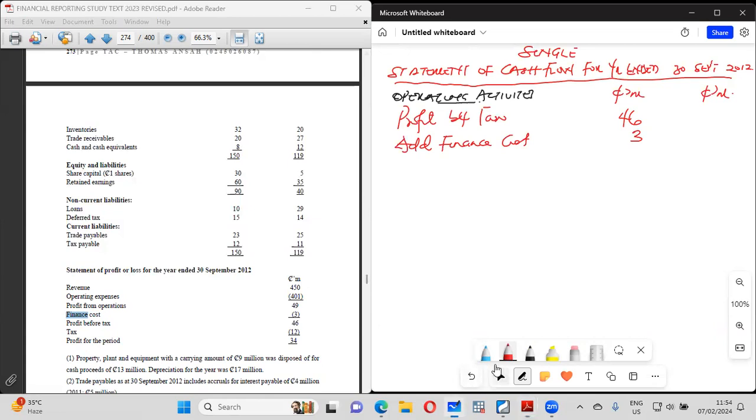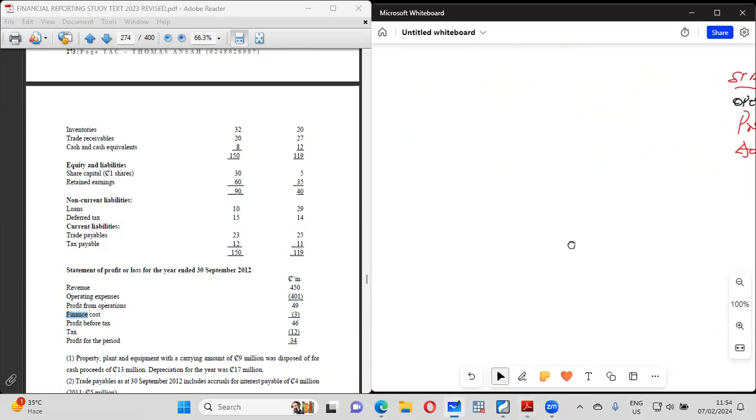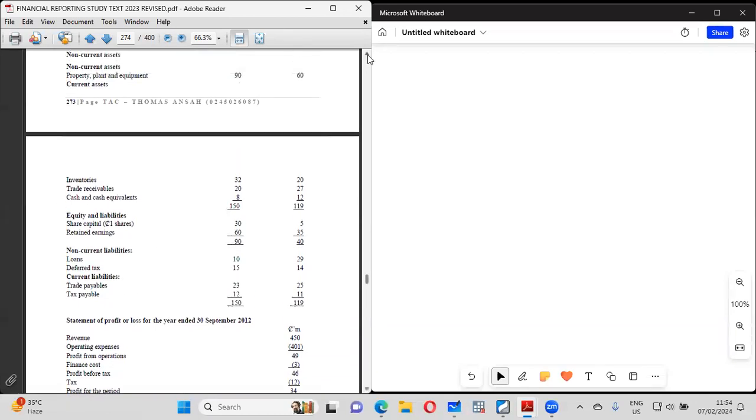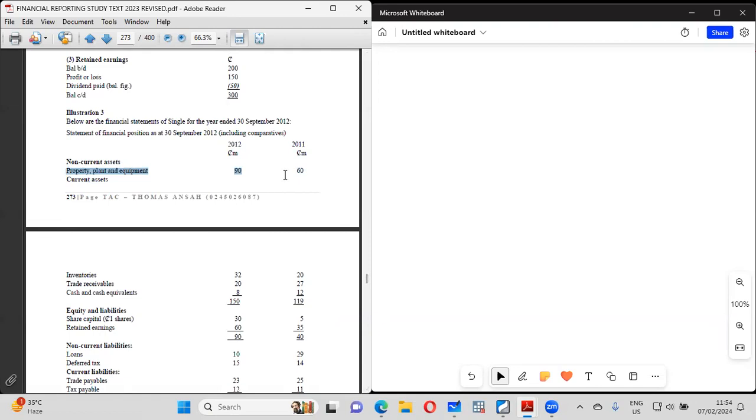So let's go to our workings. We read the question. We are not told anything inside here about depreciation. There is no accumulated depreciation here because this is prepared under IAS 1. So what do you see? You realize that you need to do your workings 1, which is on PPE, which will help you find most of the figures.